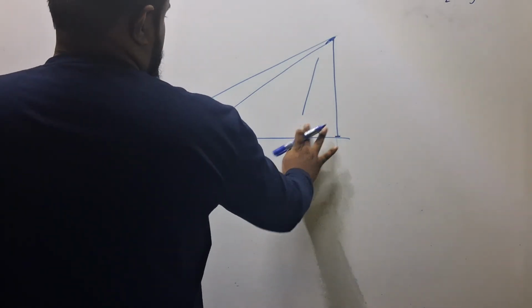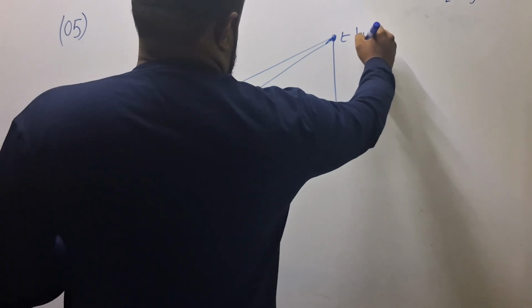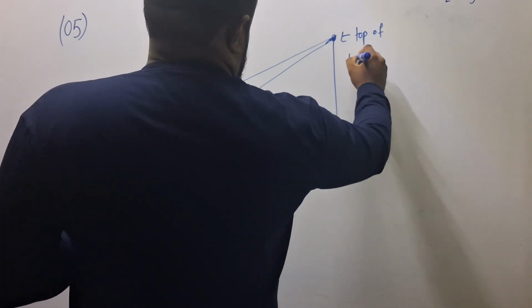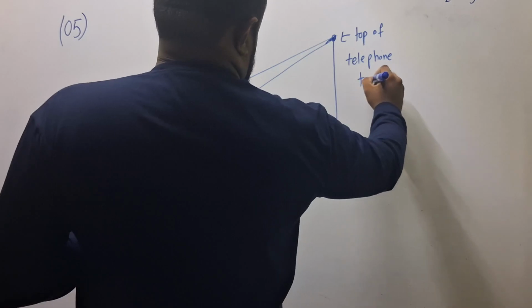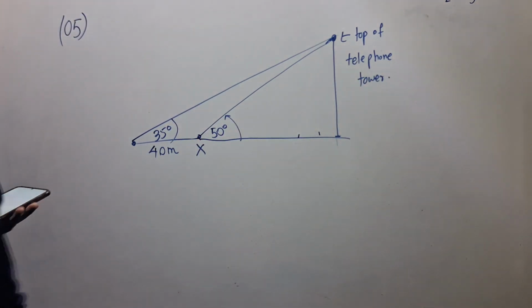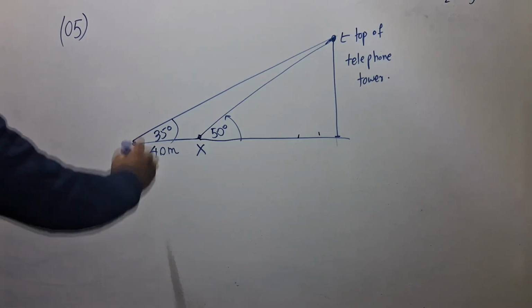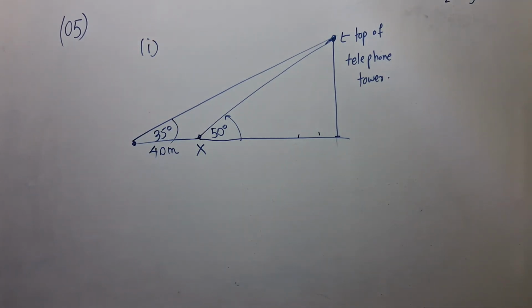This part is not needed. This is the top of the telephone tower. This is the point X. Okay, so this is the answer for the first question, the sketch. Then you have to draw a scale diagram.